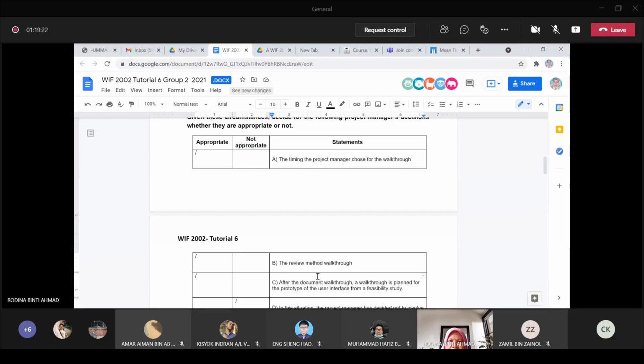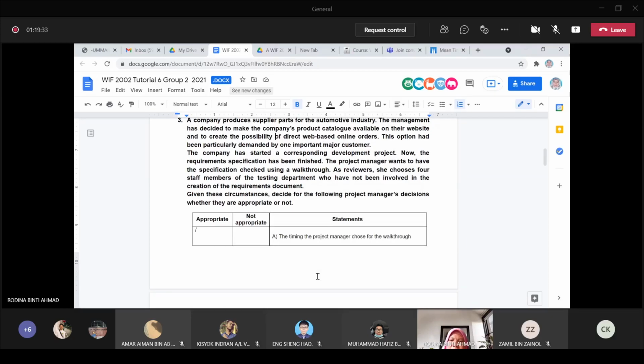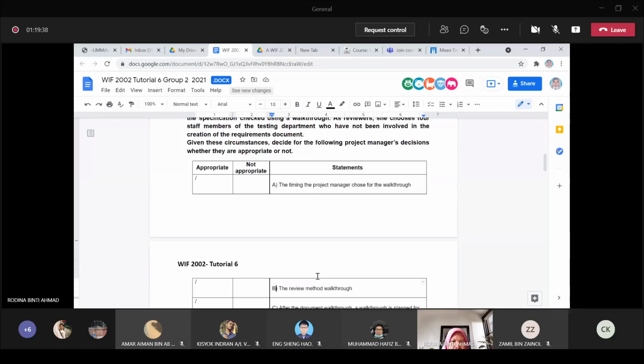And the second statement, the review method that has been chosen is the walkthrough. It is appropriate. Anyone want to say why this is appropriate, to use the walkthrough? Aiman, do you have anything you want to say? This is appropriate. Why? Yes, Doctor. Do you think this is appropriate? The review method should be walkthrough.